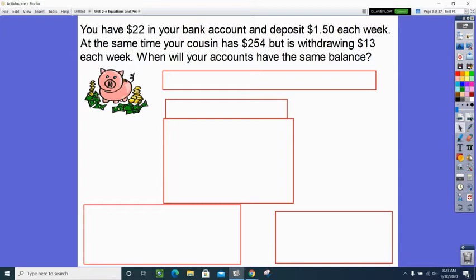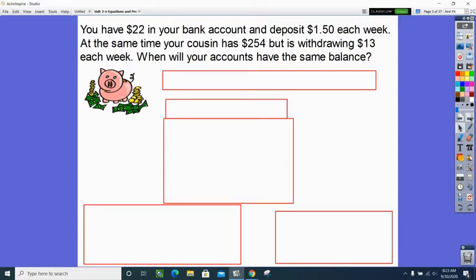So we had done the dancing hot dog problem, hopefully in class. So now I'm going to add another one, which is a banking question. Imagine that you have $22 in the bank today and you start depositing $1.50 each week. At the same time, your cousin, who is like, I don't know, Mr. or Ms. Moneybags, has $254, but is withdrawing $13. Withdrawing means taking out. So he starts with a lot more than you, but is taking more out each week. And we want to know, when will the accounts have the same balance?